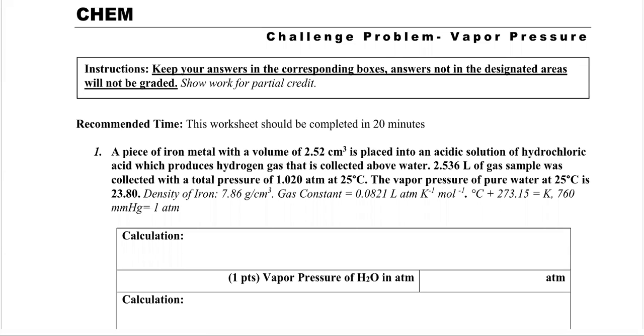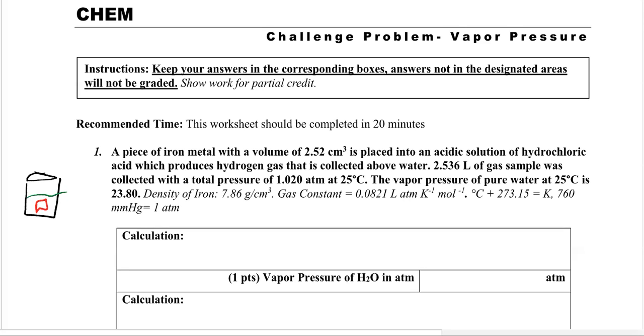All right, so we're going to go ahead and start working on this challenge problem of solving for the vapor pressure. What's going on in this scenario is we have a container, and in that container we're going to have an HCl solution. I'm going to draw that in with green. Into that HCl solution, we're going to put a piece of iron metal, and that iron metal is 2.52 centimeters.